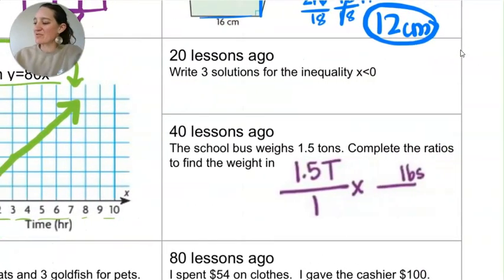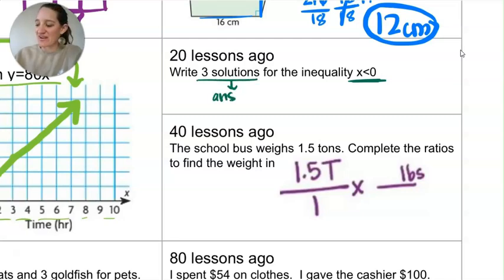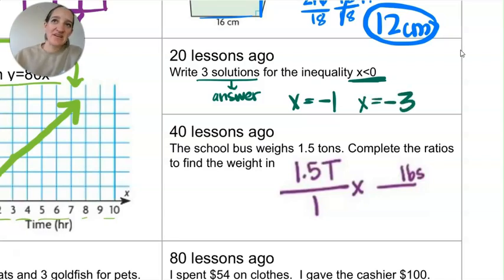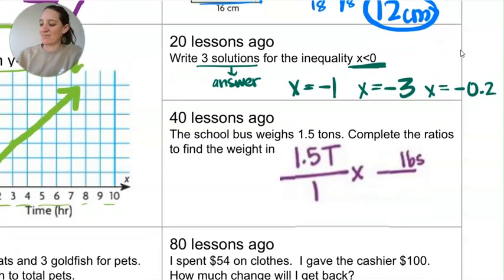20 lessons ago, we were doing inequalities. Inequalities are like this. X is less than 0. I need 3 solutions. Solutions are answers. So what is less than 0? Well, -1 is less than 0. -3 is less than 0. I could even do like -0.2 is less than 0. There are an infinite amount of solutions for x being less than 0.